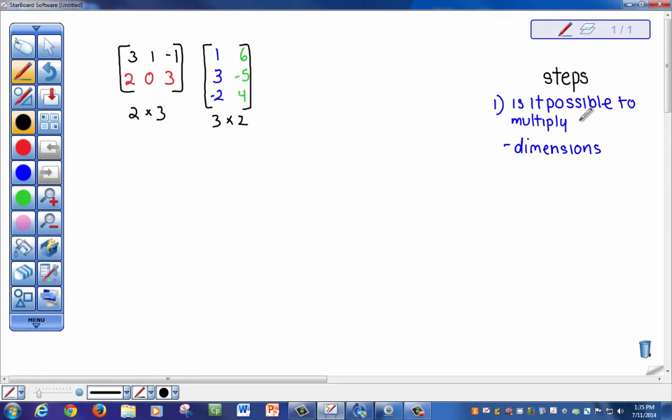Okay, so once again, back to step 1. If it's possible to multiply, we have to look at the inside numbers. So I'm going to look at this number and this number, and if they match, as they do here, it is possible to multiply them. And the numbers 2 and 2 give me the dimension of my answer. The ones in red tell you if they're able to multiply since they match, and the ones in blue tell you the dimension of your answer. So our answer is going to be a 2 by 2. So that's what we're going to look for at the end. It's going to be a 2 by 2.